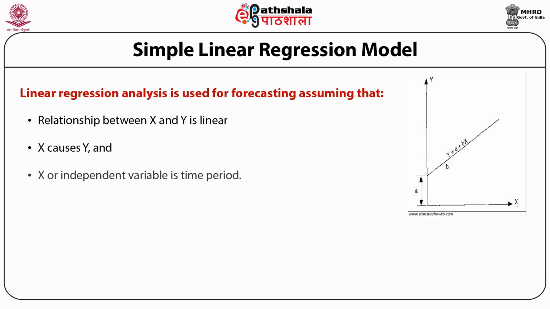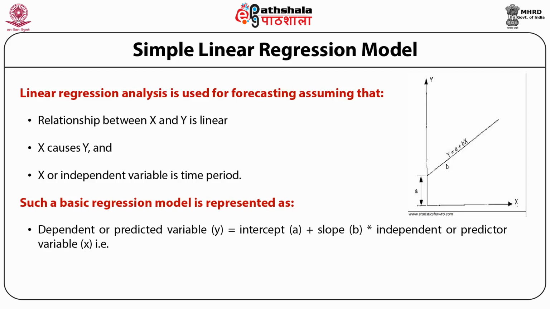And x, or independent variable, is the time period. Such a basic regression model is represented as dependent or predicted variable, that is y, is equal to intercept, that is a, plus slope, that is b, into independent or predictor variable, that is x. The formula is represented in the equation form, which is y = a + bx.